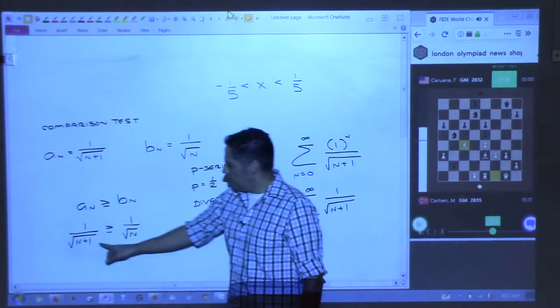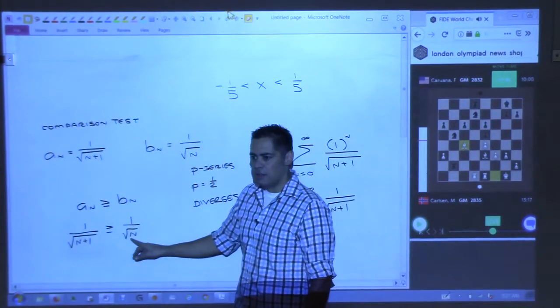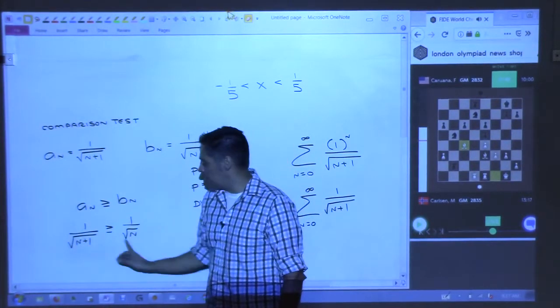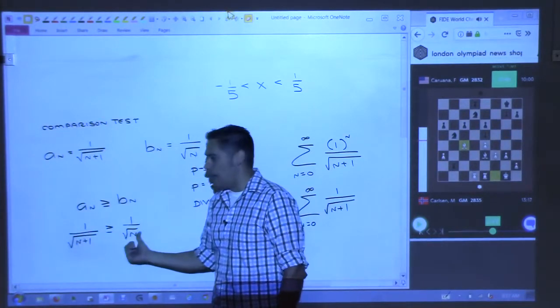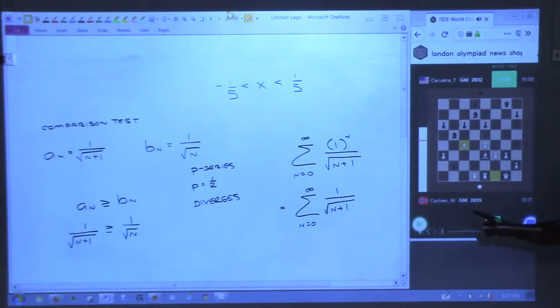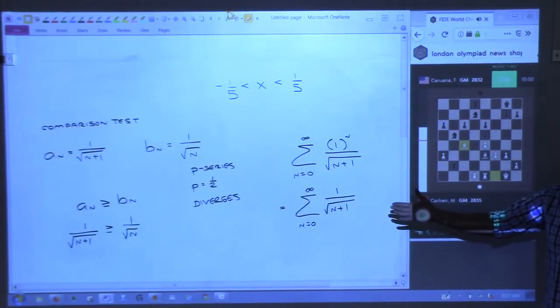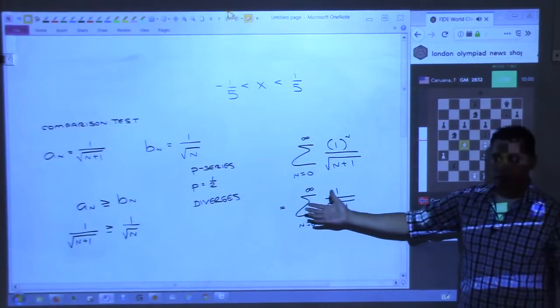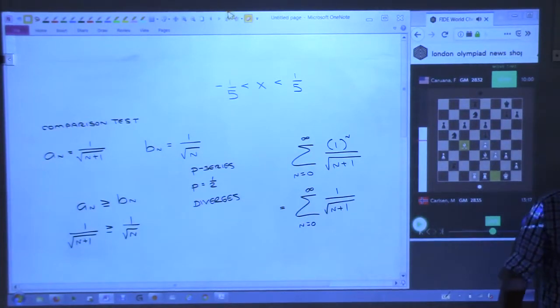Think about it. This denominator is bigger than that one, right? If this denominator is bigger than this one, then this fraction is smaller than that one, and that inequality is not true. So what does this mean? Test failed. The test failed. So we need a different test.